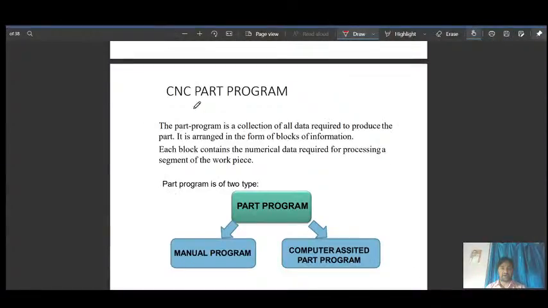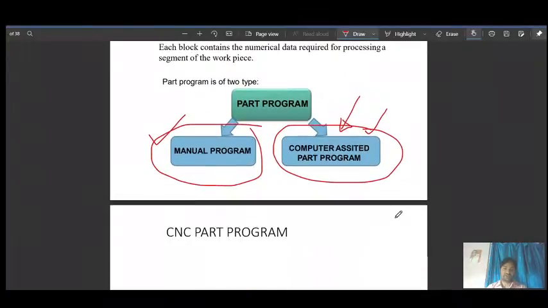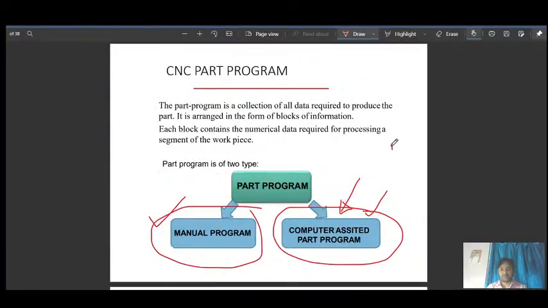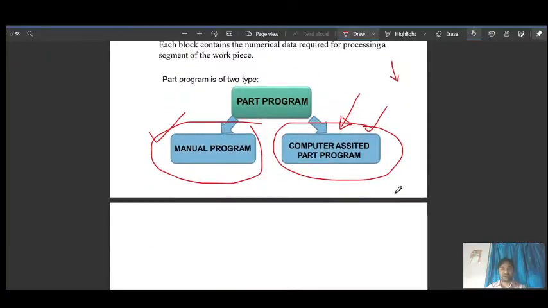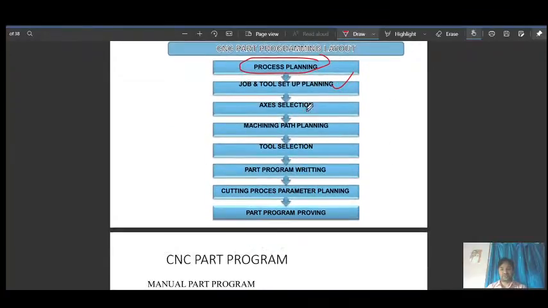So in part programming, there were two types: manual part programming and computer assisted part programming. And we saw manual part programming, various types of G code, M code, F code, and then computer assisted. Our main job was to define the geometry of the part, and the rest of the job is done by the computer, like tool offset and cutter calculation. And we also need to plan the steps in which we have to process the various operations, so that becomes part of process planning. So process planning, then tool and job setup planning, axis selection, then machine path planning, tool selection, and part program writing.